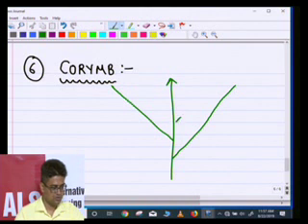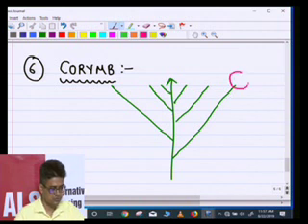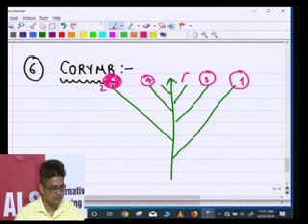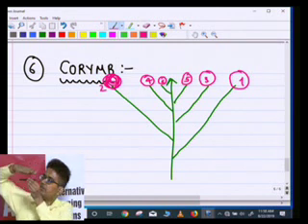All flowers are on the same level, like this. So let me draw this. First flower, flower number 1, flower number 2. Now this is flower number 3, flower number 4, number 5, number 6. Now you can see it is appearing flat from the top.